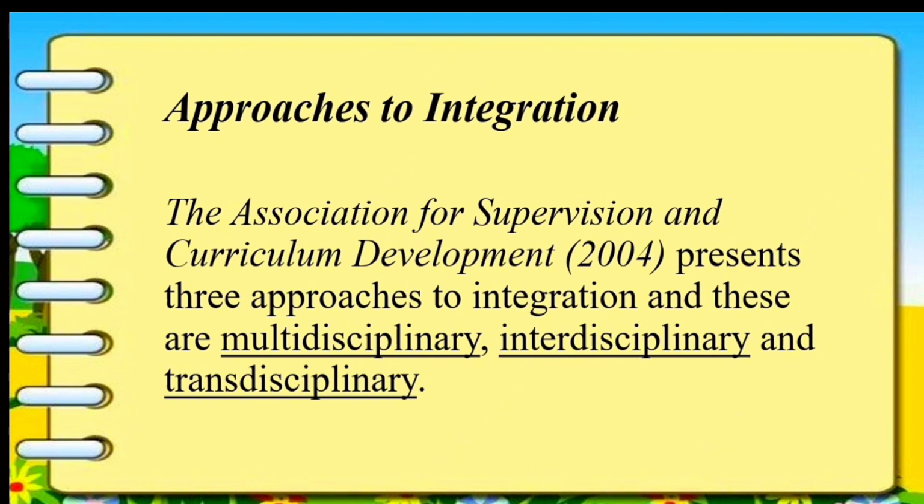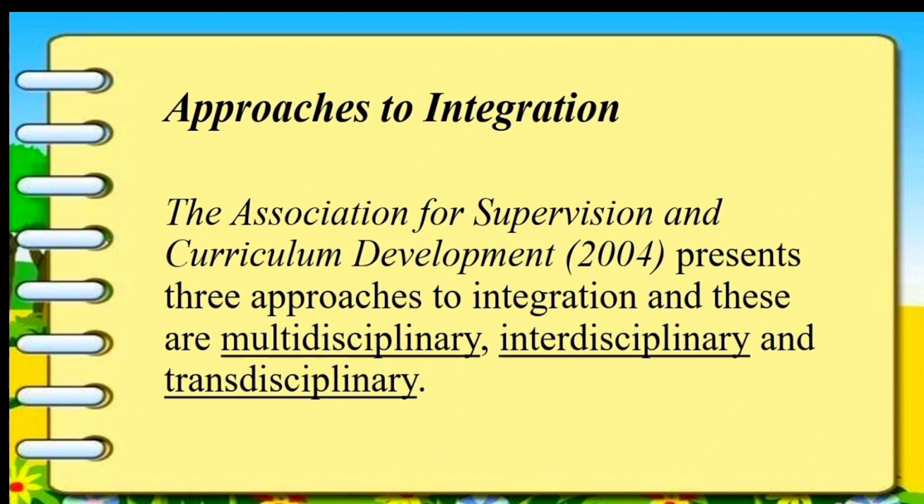The Association for Supervision and Curriculum Development, or ASCD, in 2004 presents 3 approaches to integration, and these are the multidisciplinary, the interdisciplinary, and the transdisciplinary. But before that, let's have first a little background about the ASCD. This ASCD is a non-profit organization that provides resources, professional development, and support to educators. Its mission is to support educators in their effort to improve teaching and learning for all students.